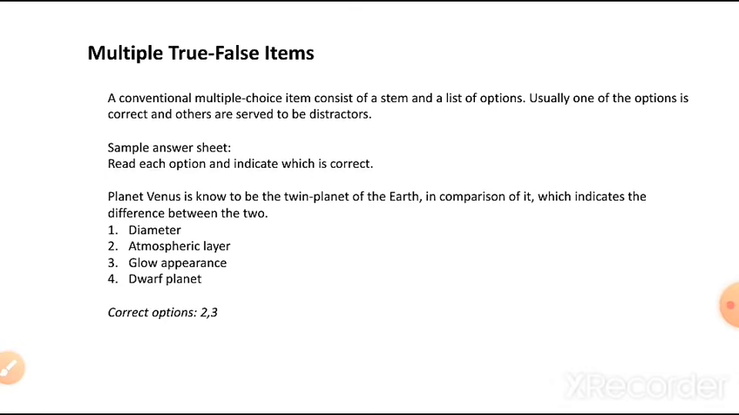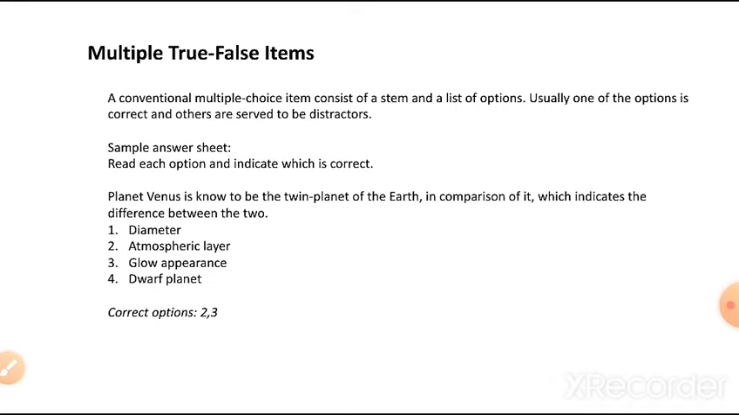So we will look among these four for the one that states the difference between Venus and Earth. So number 1 says diameter. Venus and Earth don't have the same diameter. They don't have the exact same measure, but they are not far different from each other. As for dwarf planet, we all know that Venus and the Earth are not commonly known as dwarf planets.